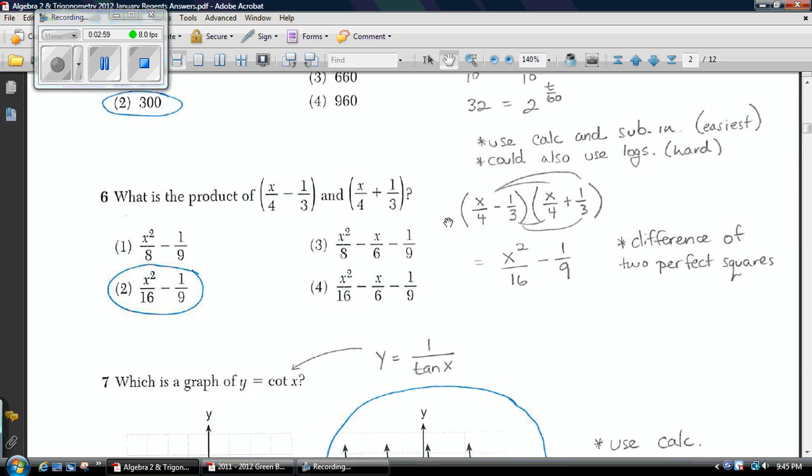you're foiling, double distributing. Got to know how to multiply fractions. Top times top, bottom times bottom. This is also the difference of 2 perfect squares, so you could have just attacked it from that way.